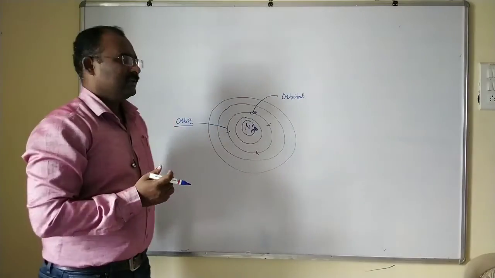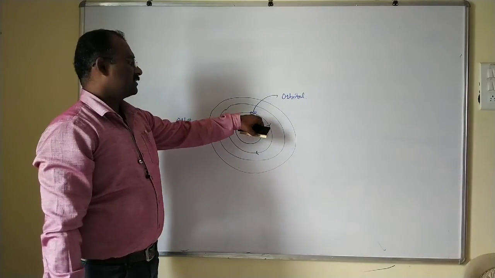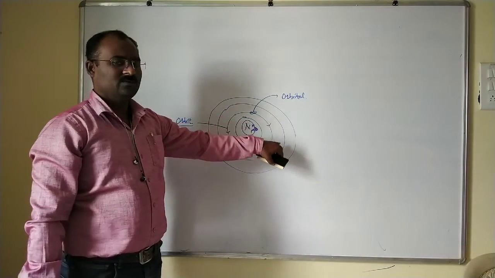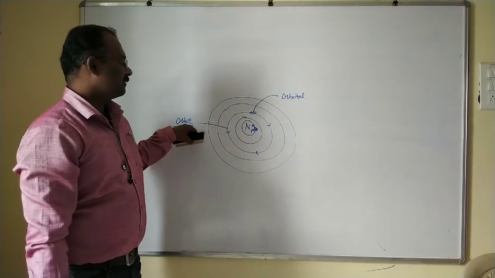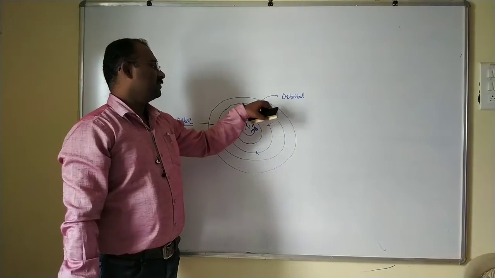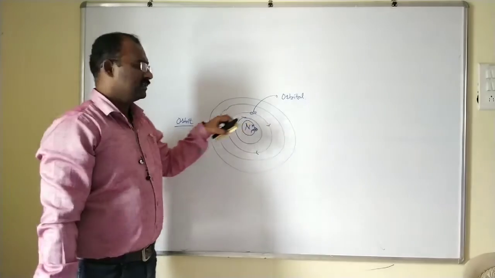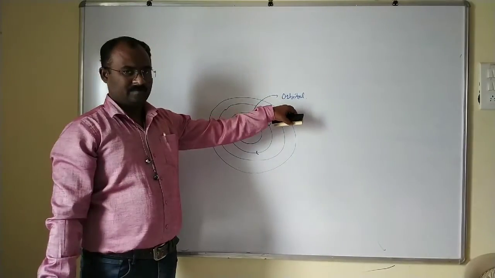Just like that, the electron has also two directions. First, in the first direction the electron revolves around the nucleus. This is called orbit. And the second is the electron revolves around its own axis. That is called orbital. This is the main difference between orbit and orbital.